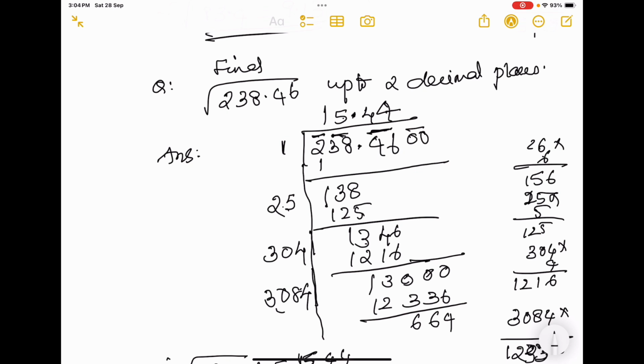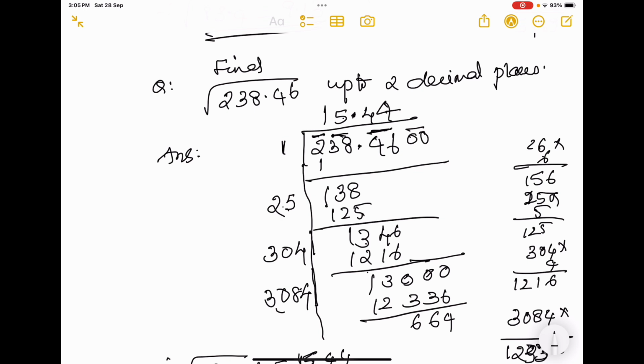2 into 15, 30. Then you divide this 13 by 3. In 30, you take the 3 on the left side, and here 13 divided by 3. We get 4. 3 4s are 12. If you write 4 near 30, we get 304 into 4. Then 304 into 4 gives 1216. It is less than 1346. You write 1216 below 1346 and 4 as the quotient after the decimal, and 4 near 30 also. Then we get 0, 4 minus 1, 3, 3 minus 2, 1.